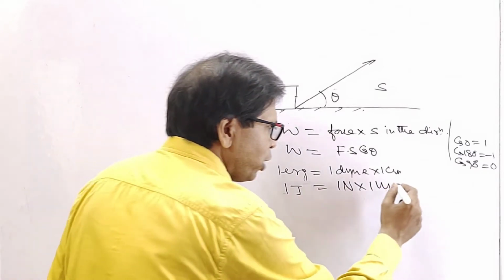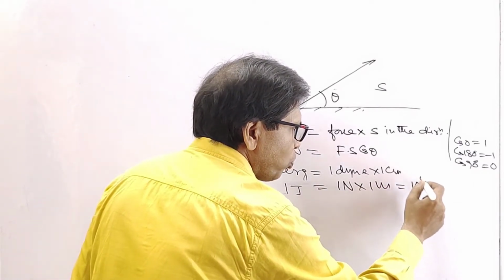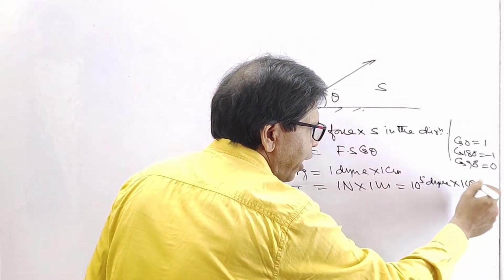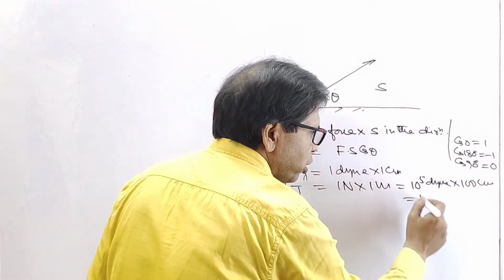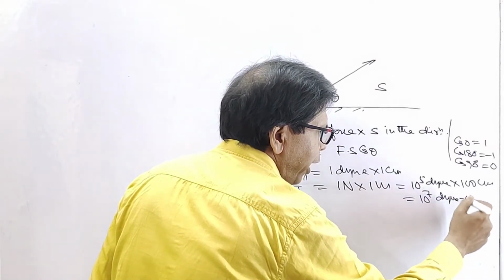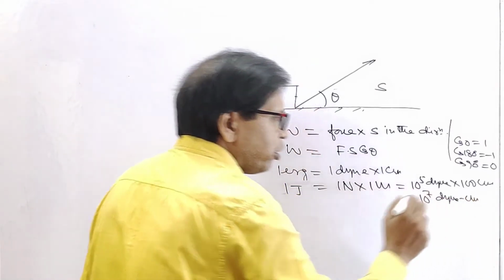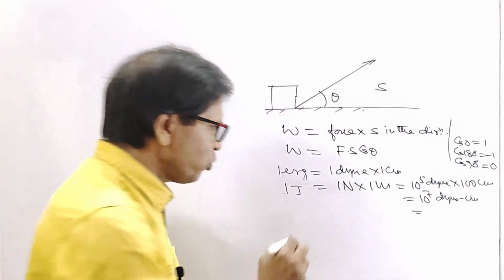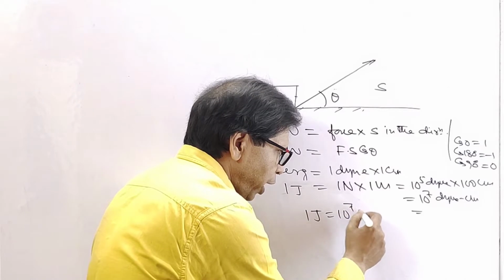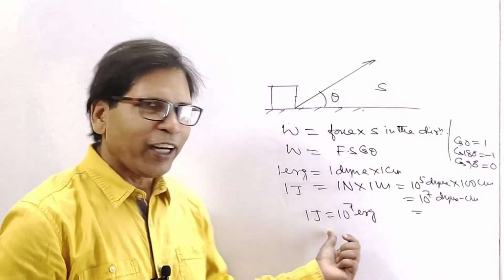1 newton is equal to 10 to the power 5 dyne, and 1 meter is 100 centimeter, so this is 10 to the power 7 dyne centimeter. Now dyne centimeter means erg. Therefore 1 joule is equal to 10 to the power 7 erg. Okay, understood?